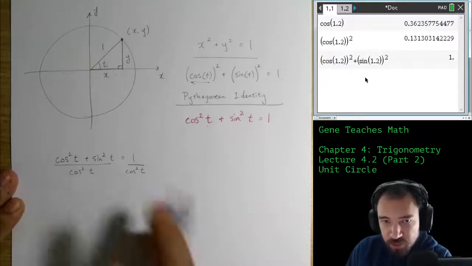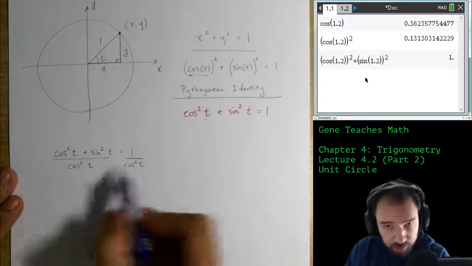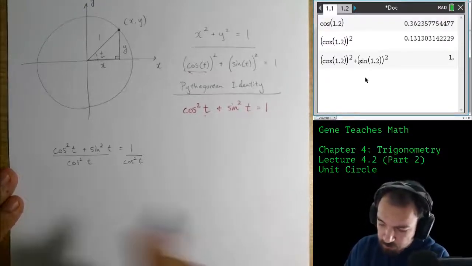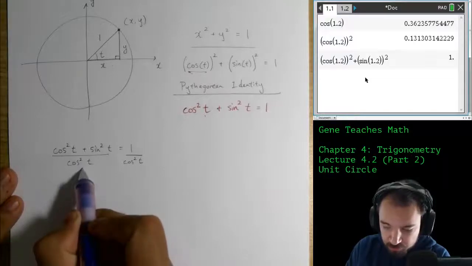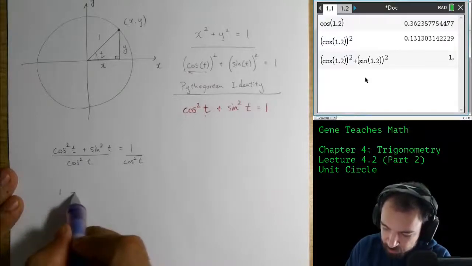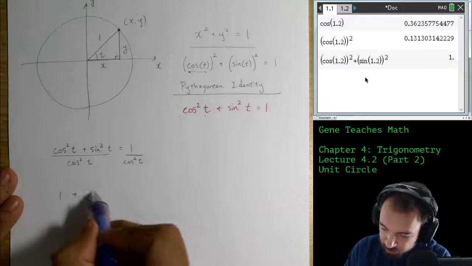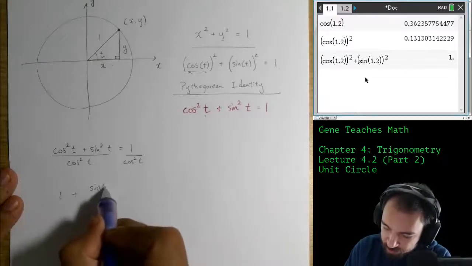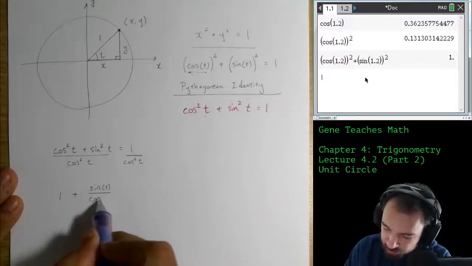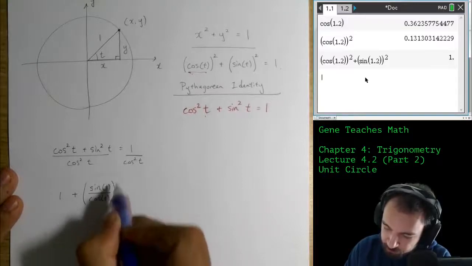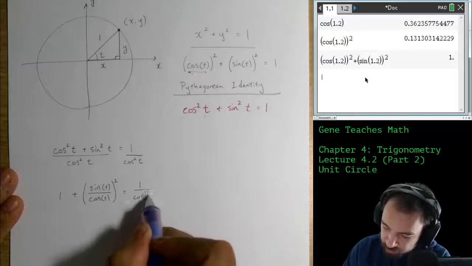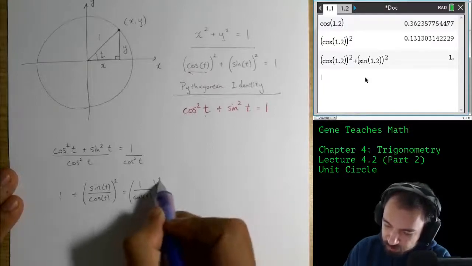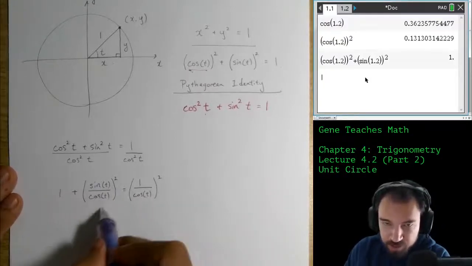As long as cosine of t is not equal to 0, then I have preserved the identity. So then I say, in terms of fractions, cosine squared divided by cosine squared is simply 1. And then sine squared divided by cosine squared, I could write as sine of t divided by cosine of t, and this whole thing is squared. And over here, I could write this as 1 over cosine of t, squared. But then I remember that this is actually tangent of t.